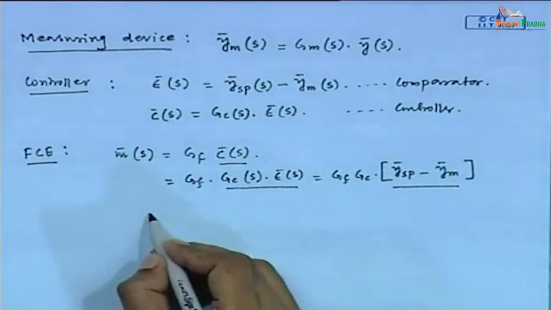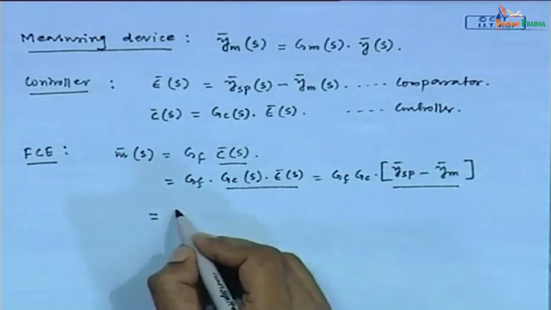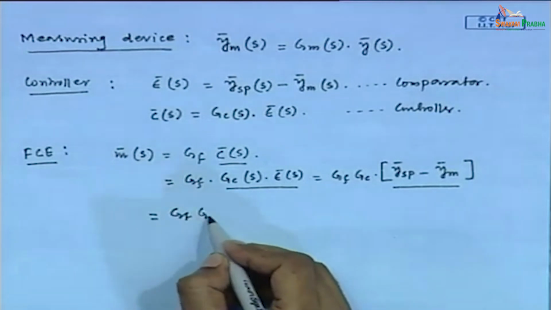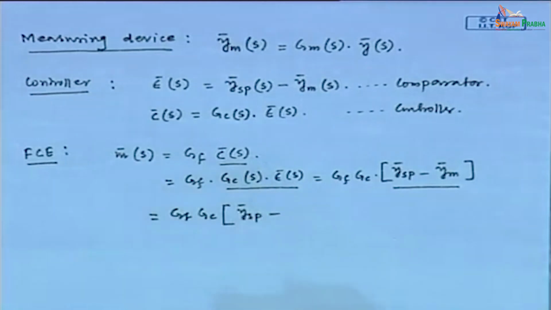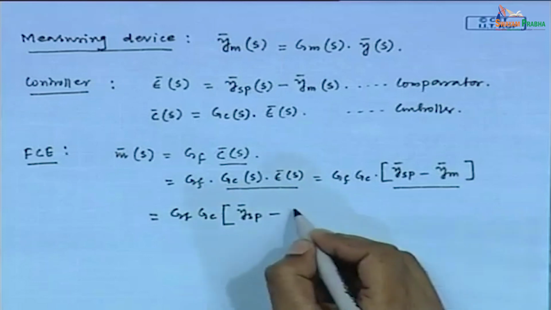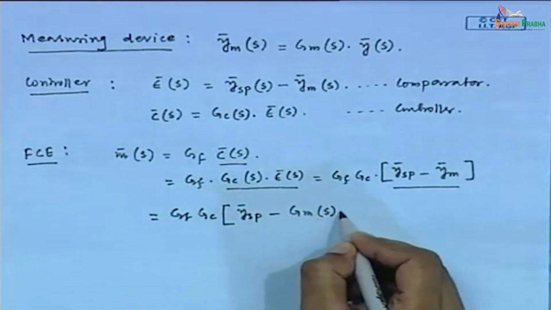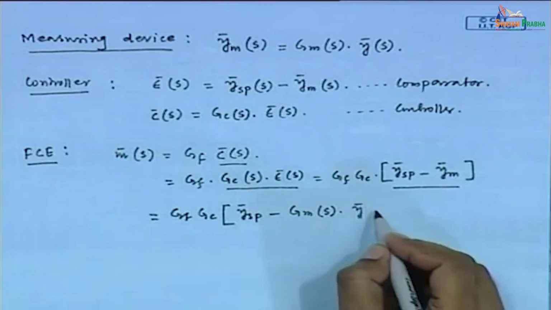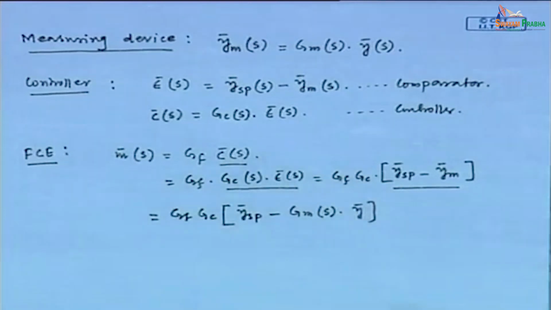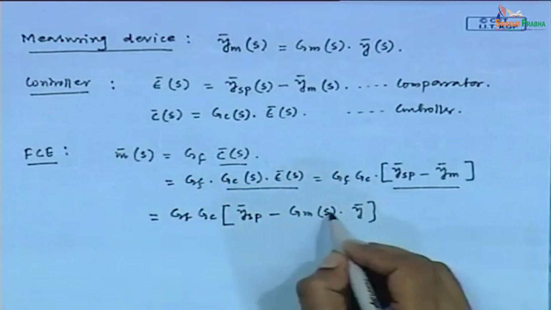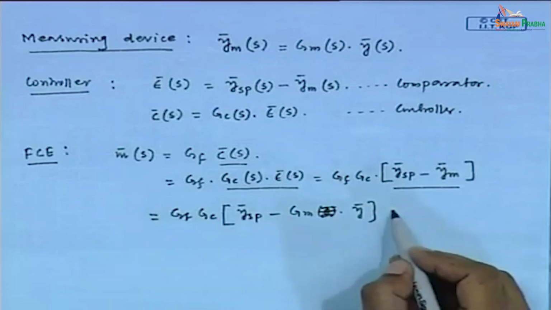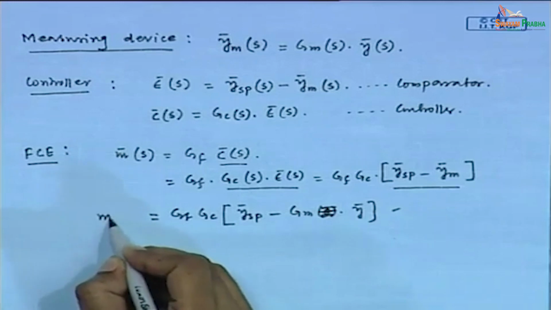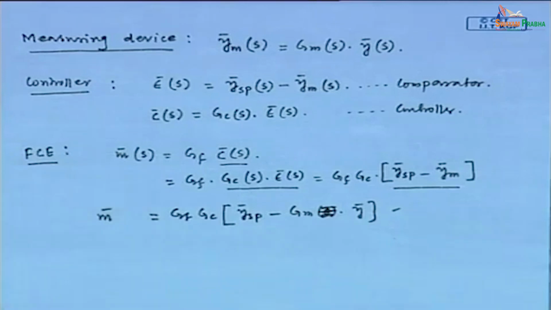In the next step, we will substitute the expression of ym. So, Gf Gc times y set point bar minus ym bar. What is the expression of ym bar? Gm(s) multiplied by y bar s. Fine. We are not writing s anymore. So, this is the expression of m bar. Agree?